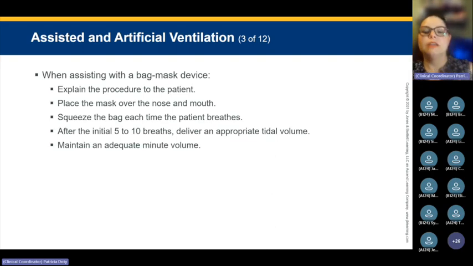So what does this mean? As we are putting the mask over the patient's nose and mouth, if they're taking shallow breaths, we're only going to take the shallow breath with them as they're breathing. Then after those first 5 to 10, now we're going to make them breathe in a little bit more, what should be a normal tidal volume. Remember, tidal volume is about 500 mLs, okay?